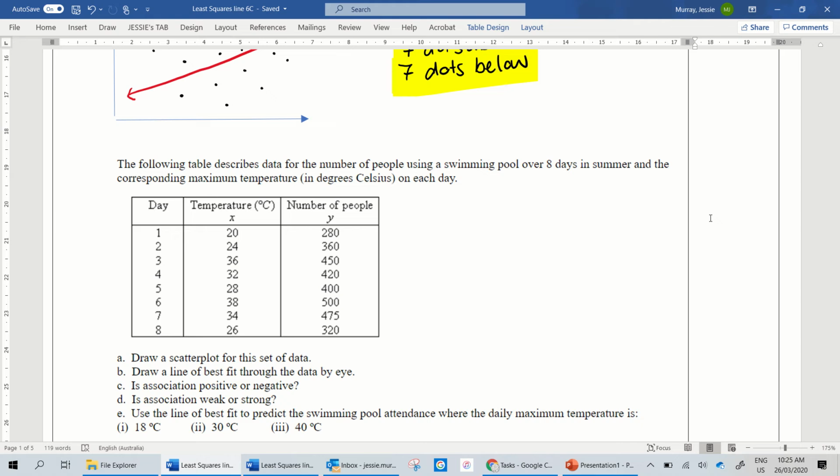So again, pause the video and I'm going to do the same, and I'm going to draw my scatter plot. Now, before you do that though, think about your scale, okay? Your temperature is going to be on your x-axis, and it's ranging from 20 up to 36, so you might just go from 20 to 40. And then the number of people is ranging from 280 up to 500, so you might go from 280 up to 500, or you might just go 250 to 550. It's up to you, all right? Okay, pausing the video now to do my scatter plot.